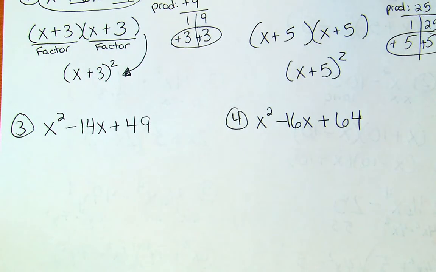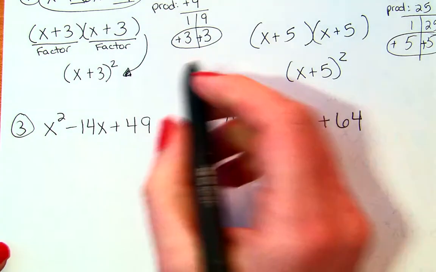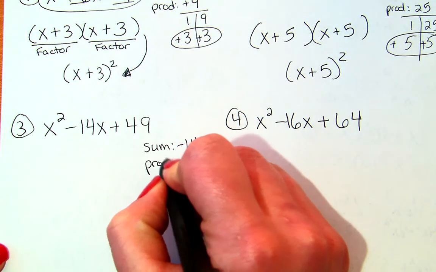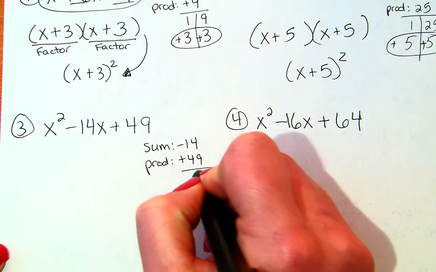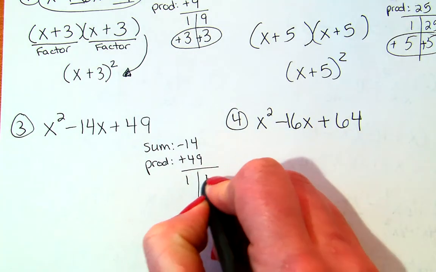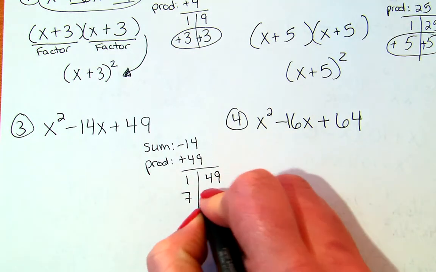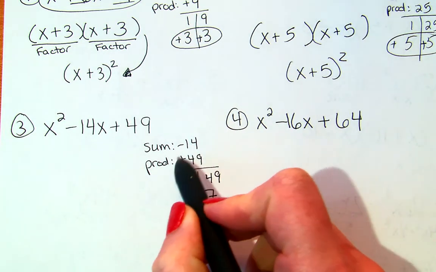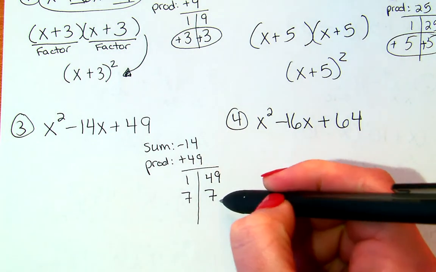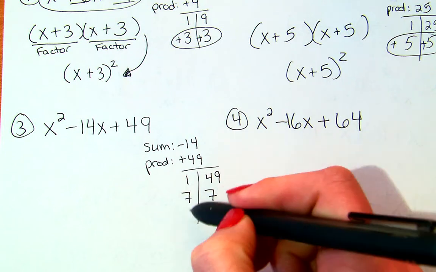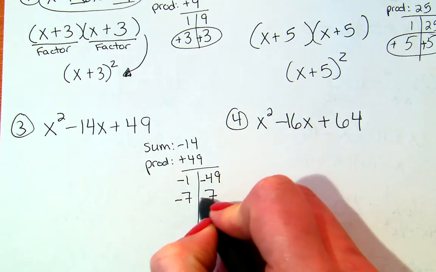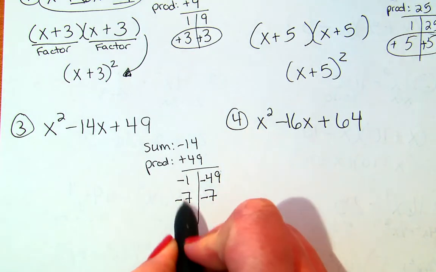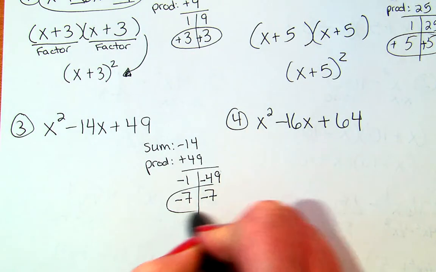You'll notice that these two examples have negative sums, okay? So we have a sum that's negative 14 and a product that's positive 49. I list the factors of 49, 1 and 49, and 7 and 7. You'll notice that 7 plus 7 makes a positive 14. So when I have a positive product, I actually have two versions of this table. The positive version and then the negative version. So when the positive version doesn't work, switch everybody to negatives and then see if that works. So negative 7 and negative 7 make a negative 14.